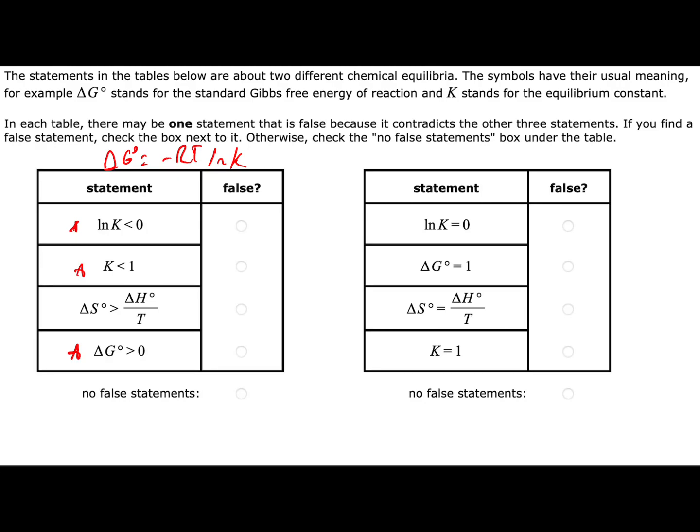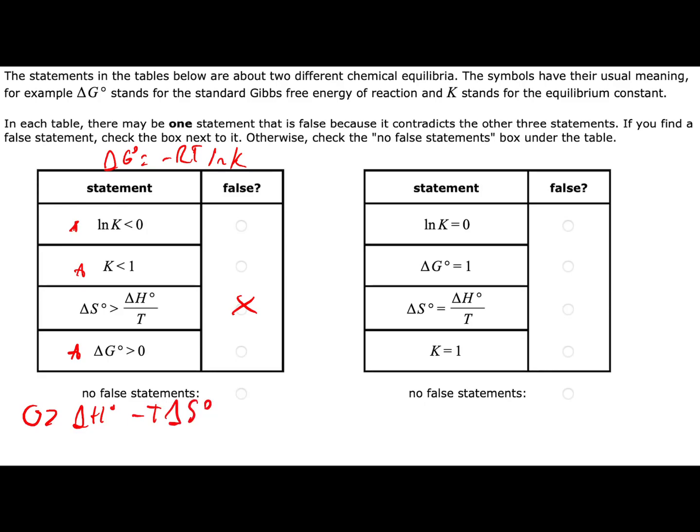The only statement remaining in question is the third one, and it says delta S0 is greater than delta H0 over T. And this statement, it turns out, is false, and here's why. If delta G is greater than 0, and we've already determined that that is an agreeable statement, then it equals delta H0 minus T delta S0.